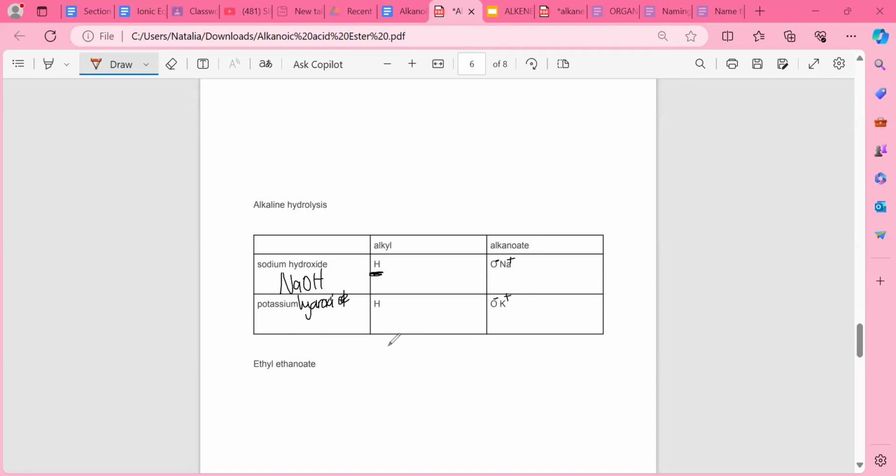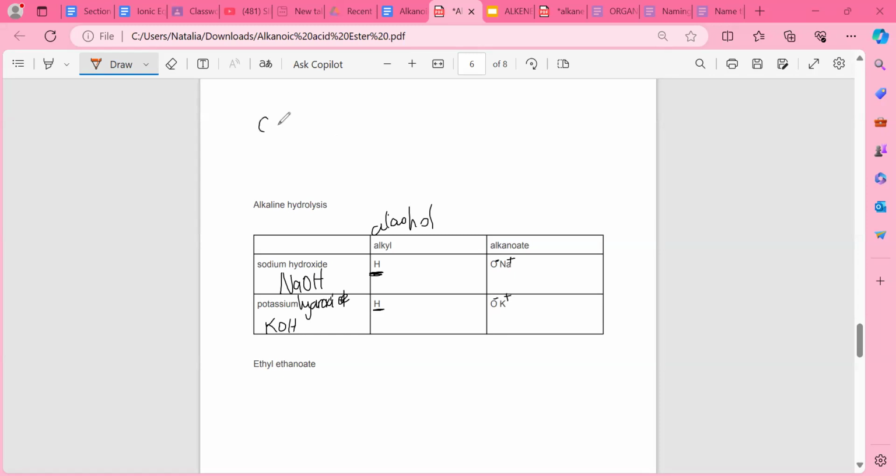We just do it like that because it doesn't form a covalent bond. So KOH has 2 parts. The H goes to the alcohol portion, which is the alkyl portion, and the alkanoate portion gets the O K plus.